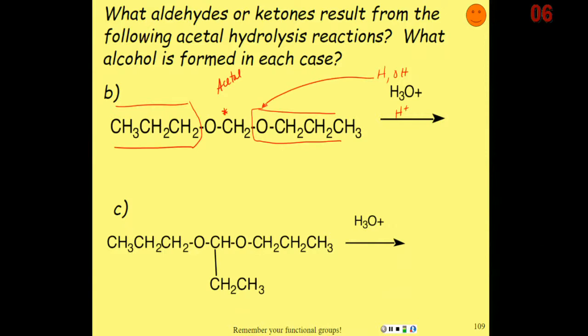Put the hydrogen here, it'll turn into an alcohol. Put the OH group on the other one, and you'll get another alcohol. So the alcohols that result are both 3-carbon alcohols, also known as propanol, right? And then what's left besides that?